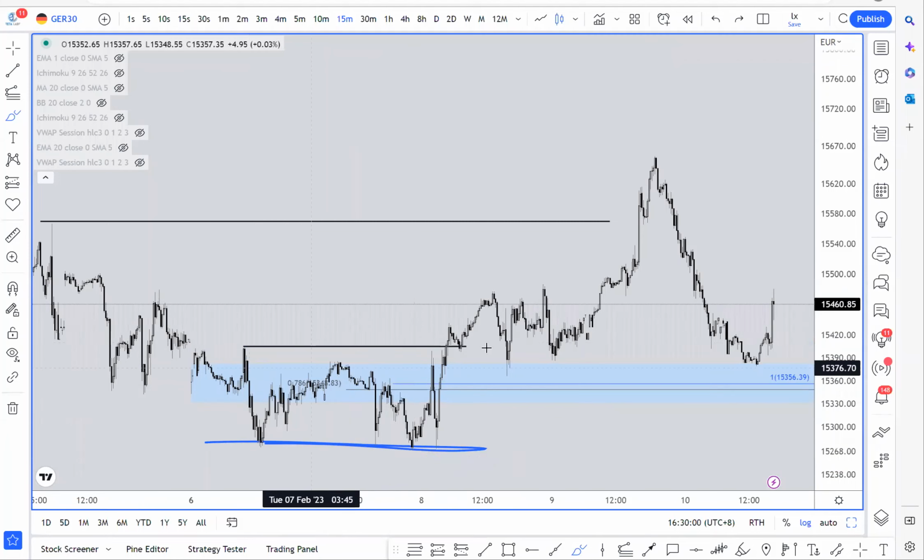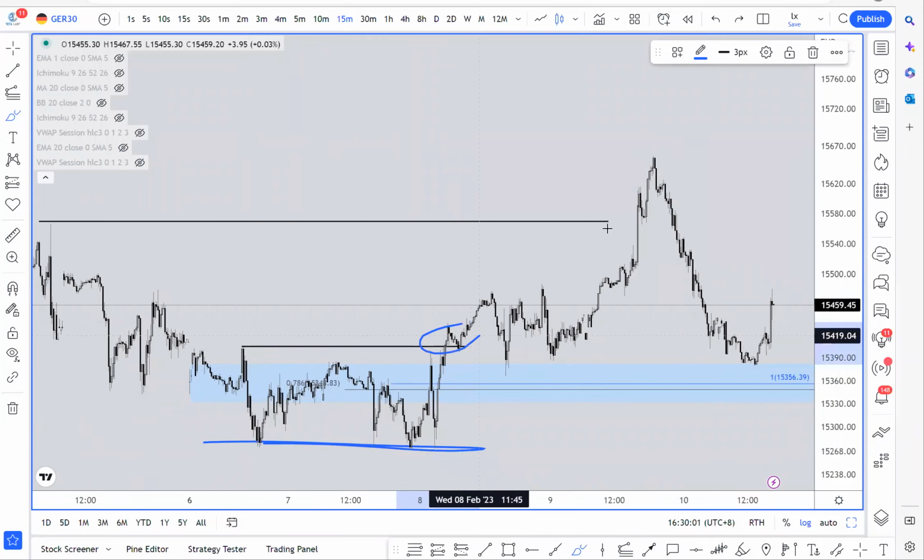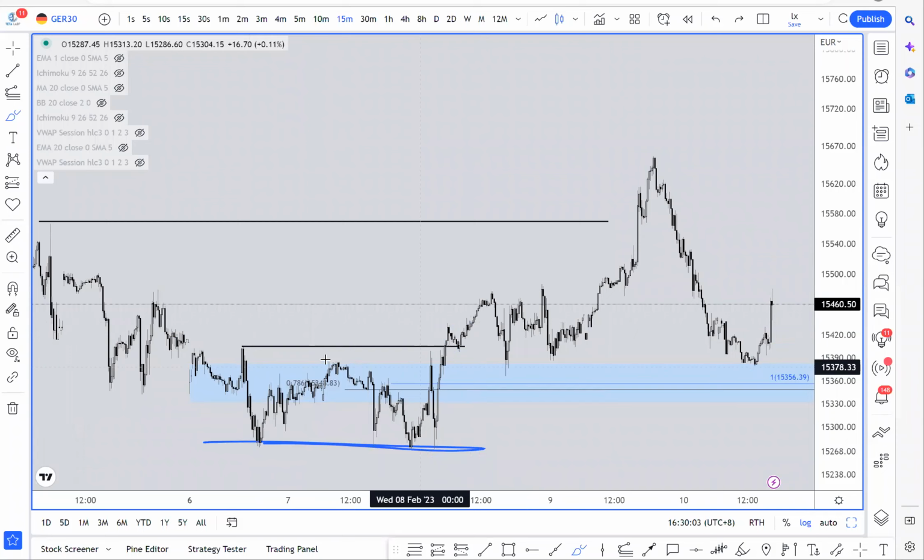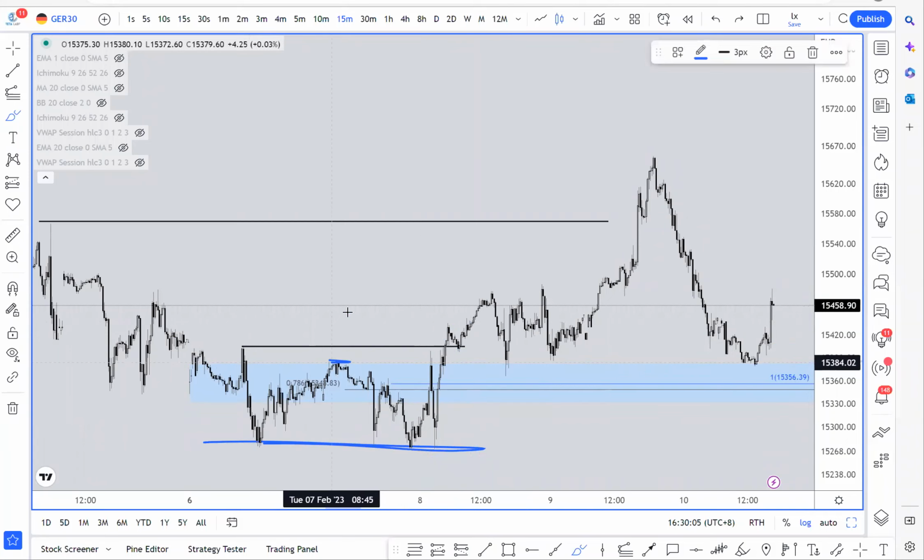So if price breaks above this area, then there's confirmation for more upside. If not, there isn't any, because this high itself did not break any low. So this high itself would be a potential target. If you're taking long positions, you want to target highs like this.